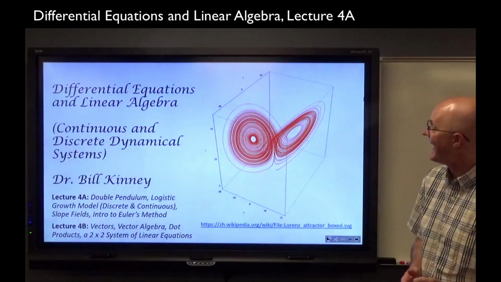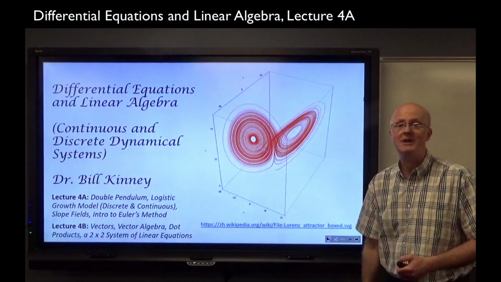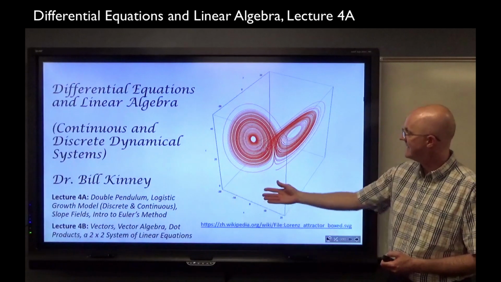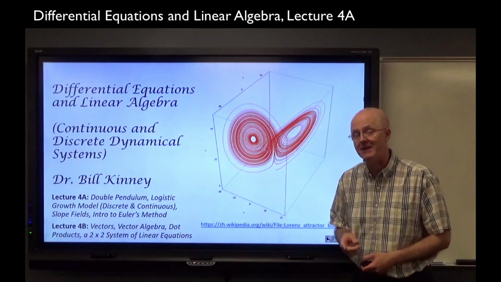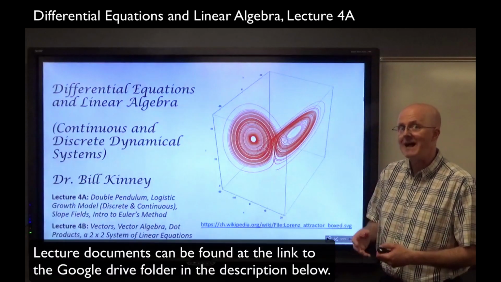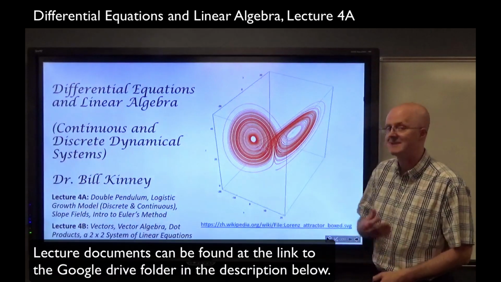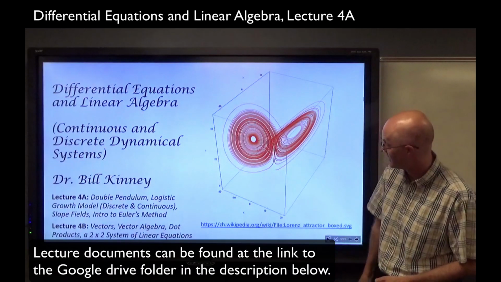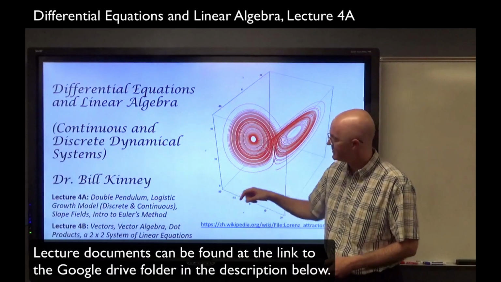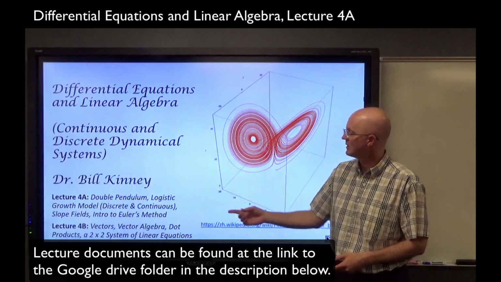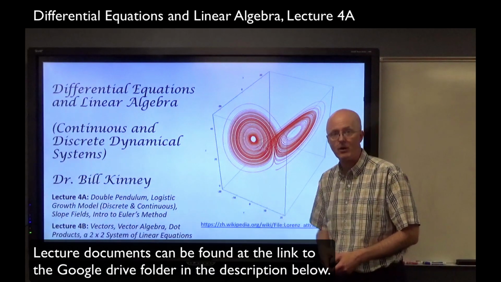Welcome to Part A of Lecture 4 for Differential Equations in Linear Algebra. You can see in Lecture 4A we're going to continue looking at a pendulum, in this case a double pendulum with two rods and two bobs, two masses that are swinging back and forth and are attached to each other. We'll look at something called the Logistic Growth Model, again both in the discrete and continuous case. We'll look more at slope fields and I will introduce Euler's method.